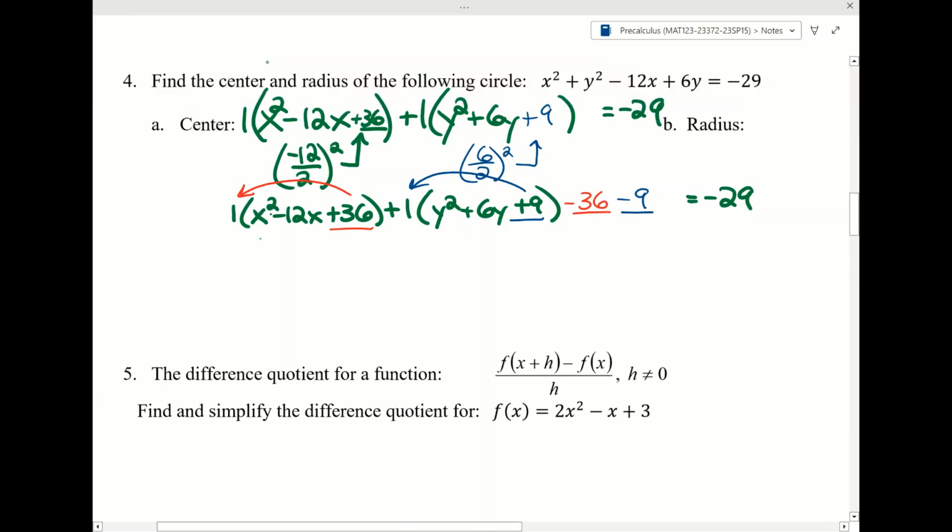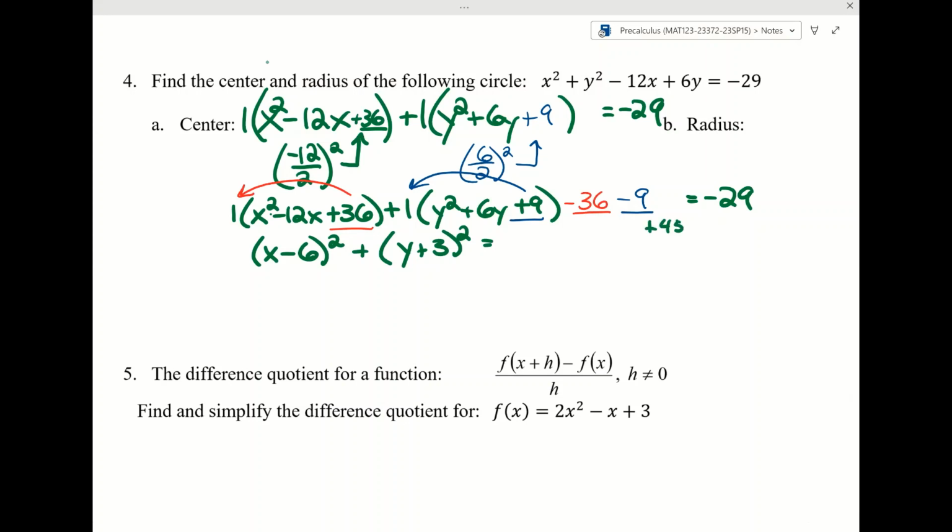This is going to turn into just x minus 6 squared. Remember, we always talked about taking half of the middle to write our factored form, plus y plus 3 squared. And we want to have that equal to a number. So I'm going to bring over the 36 and the 9. So that's negative 45. I'm going to add 45 on both sides. And 45 minus 29 is 16. This is our equation in what we call standard form.